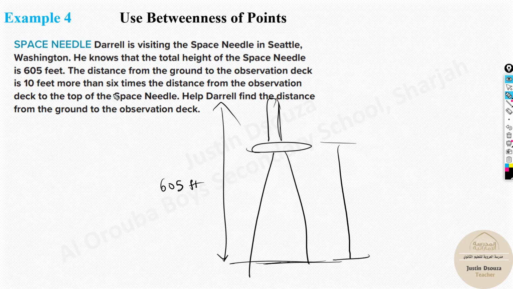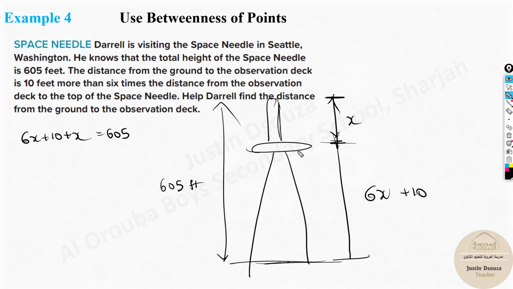It is 10 feet more than 6 times the distance from the observation deck, from here to here, observation to the top. If you consider it to be x, then the distance from the ground to the observation deck is 6 times this distance plus 10. That is what they have mentioned. If you know the distance from the observation deck to the top, the ground to the observation deck will be 10 feet more than 6 times this distance, so 6x plus 10. That's it. Now just solve it: 6x plus 10 plus x. This entire distance is equal to 605.